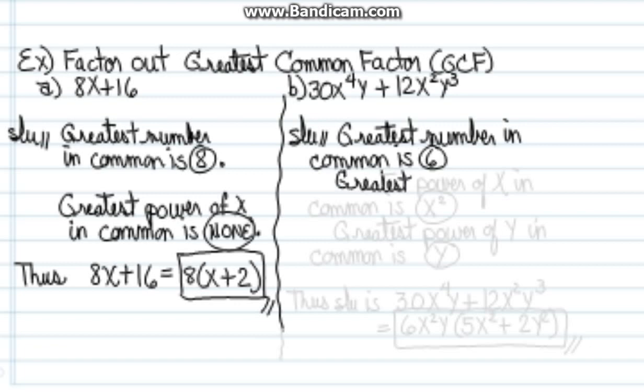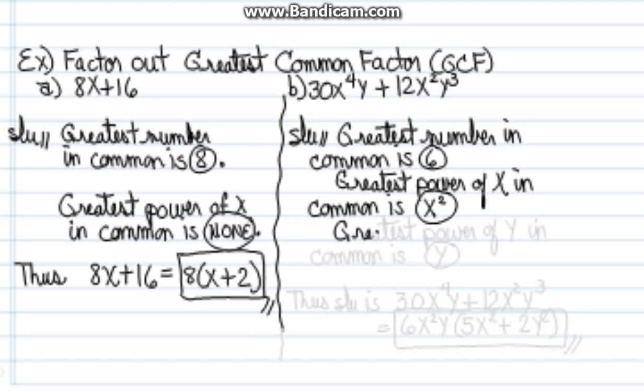What is the greatest power of x that they have in common? Well, the first one has a power x to the fourth. The second one has a power x to the second. So the greatest power they have in common is actually the smallest power of x that appears between the two of them. It's x to the second.